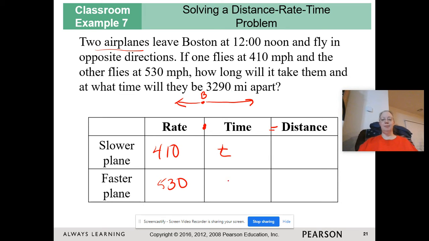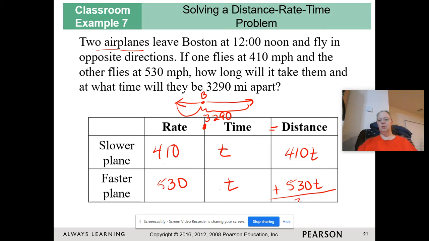All right, so we don't know how long, but they do leave at the same time. So the time is going to be the same for both of them, okay? So rate times time is equal to distance. So 410 times t, this will be my distance for the slower plane. And rate times time, this will be my distance for my faster plane. And they're going to be a total of 3,290 miles apart. So total, remember total, generally, we're going to be adding things together.